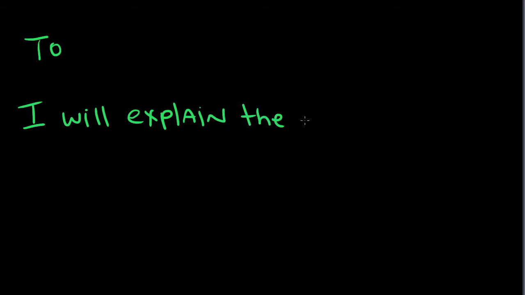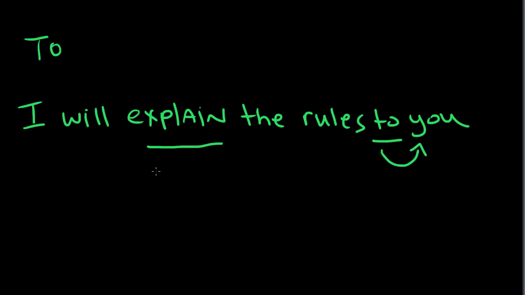For example, we use to when we want to express different directions for the verb to go. For example, if we say, I will explain the rules to you, we use to here to make the distinction of who we will explain the rules to. Who? We will explain them to you.